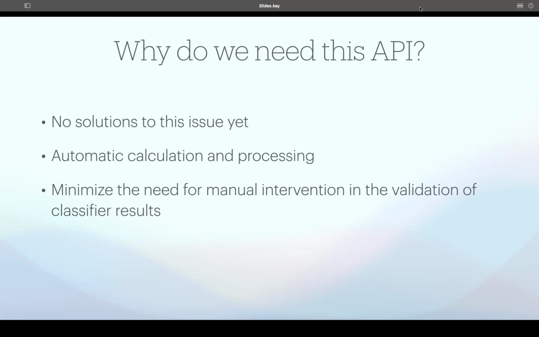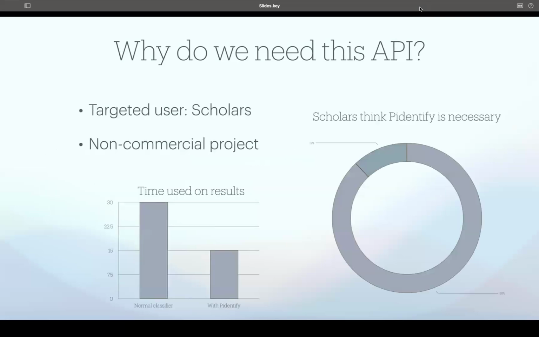That means the old or ordinary classifier will generate wrong random guesses. But here, within this API, you can just wait. You don't need to delete or remove wrong random guesses after using your classifier. So here, the target user will be scholars. And this will be a non-commercial project. It will be open source. You can find it on GitHub.